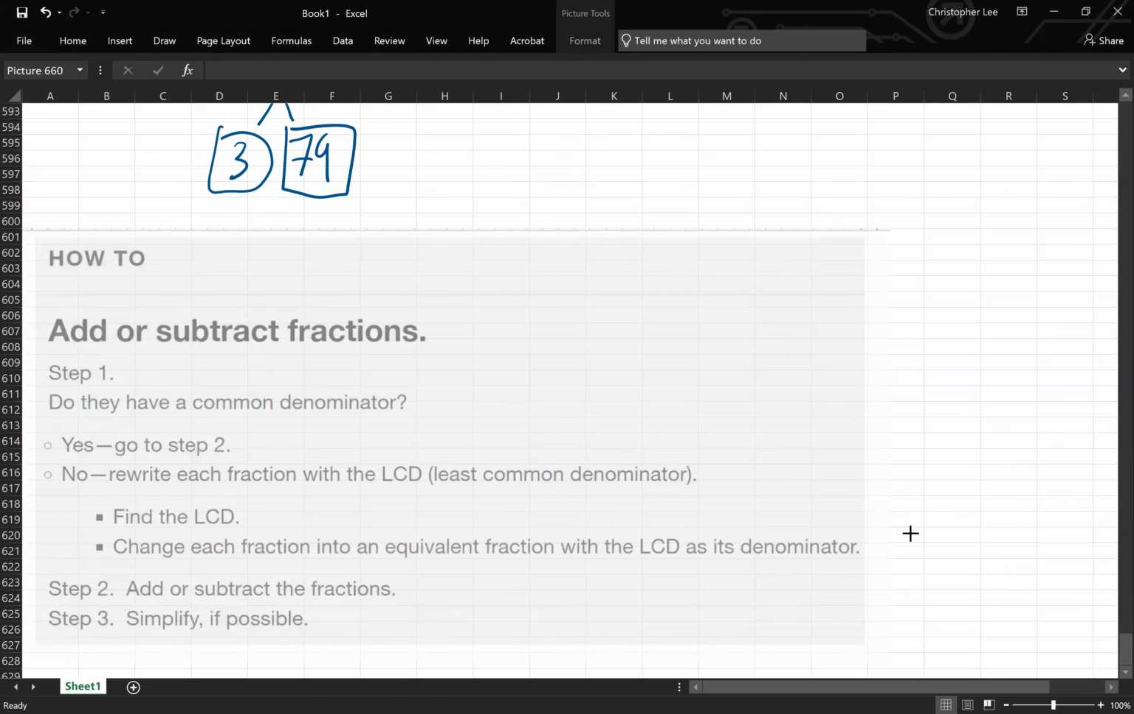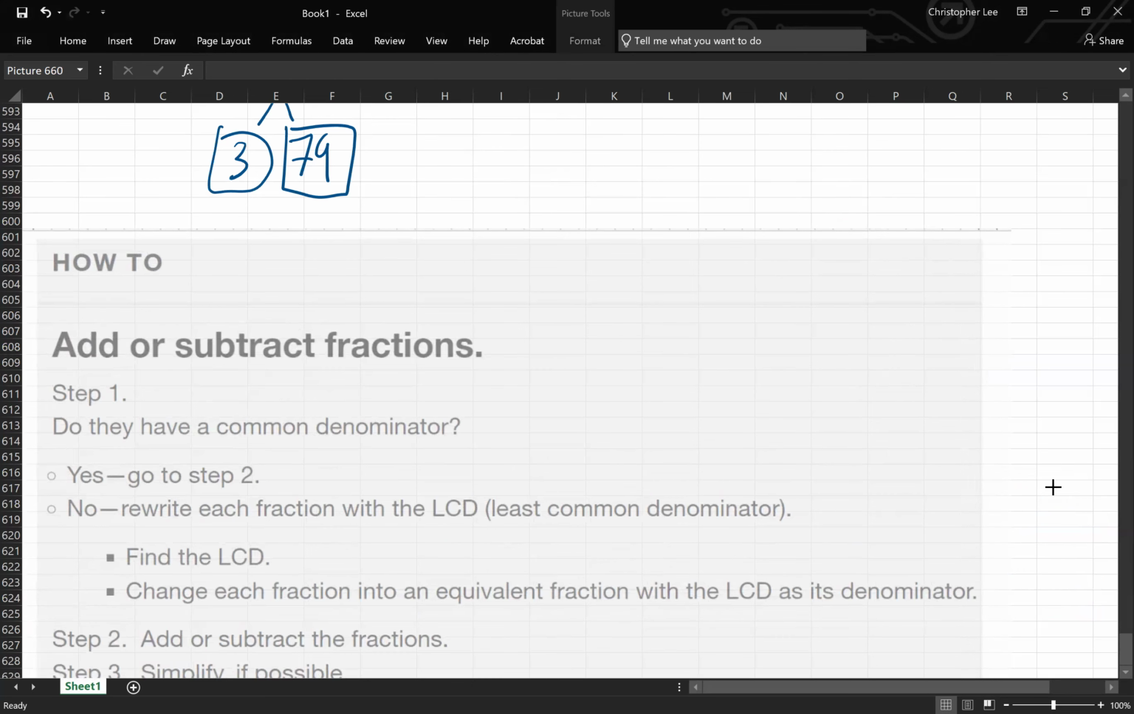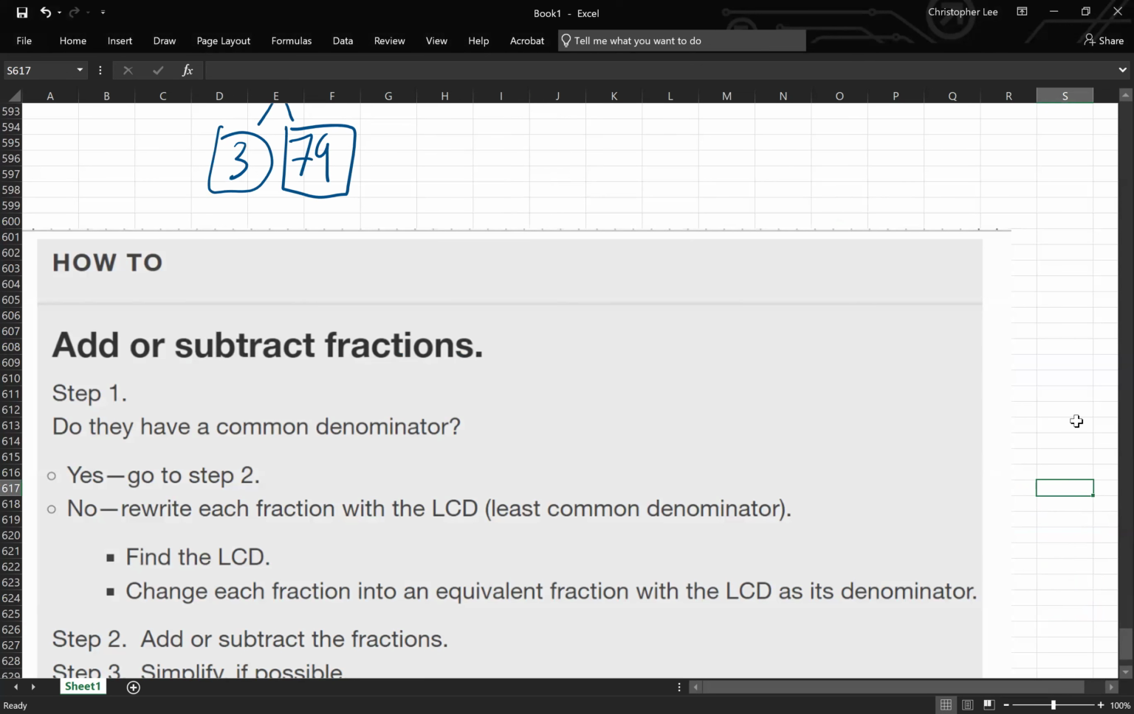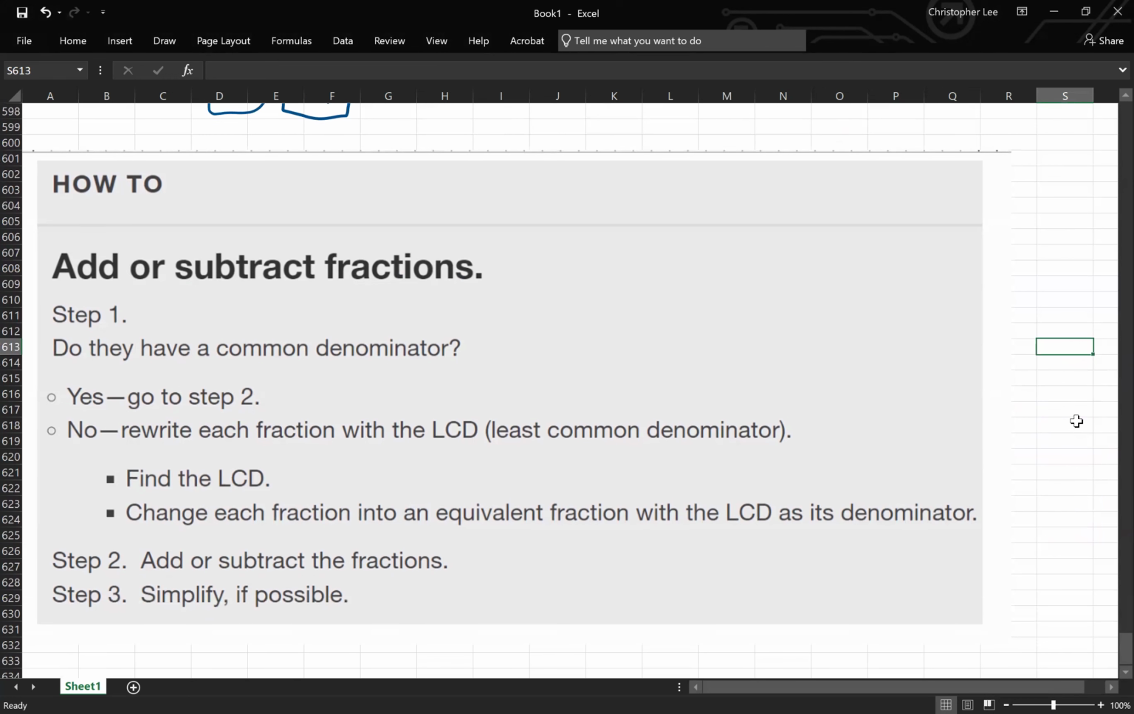All right. So this is how to add or subtract fractions, right? Step one, do they have a common denominator? Common denominator means the same denominator. If yes, I'm just going to jump to step two. If no, then you have to rewrite each fraction with the LCD, the least common denominator. So find the LCD or the CD. Change a fraction to an equivalent fraction with the LCD as its denominator. Then you can do step two, add or subtract the numerators. And then step three, simplify the fraction if you can at the end. And that's it. Questions on adding and subtracting fractions, anybody?